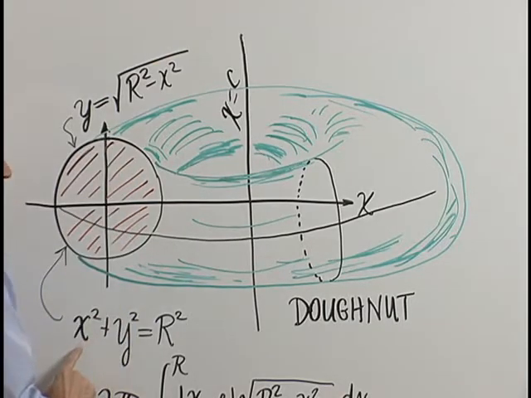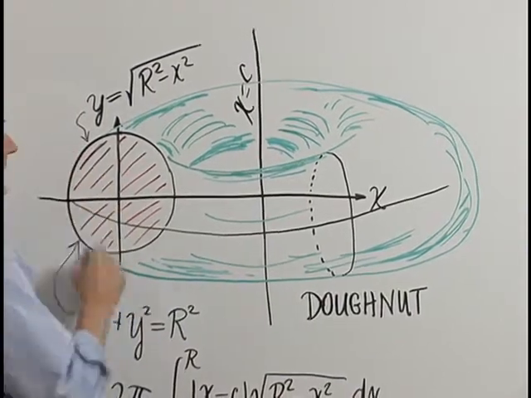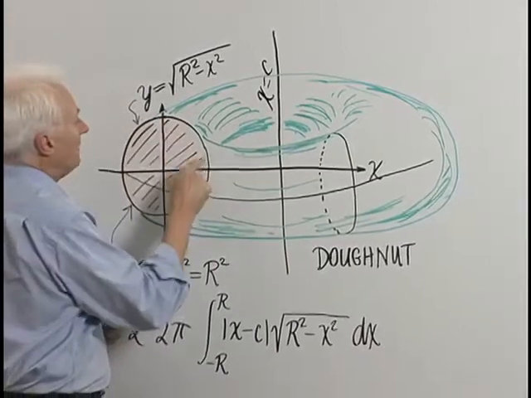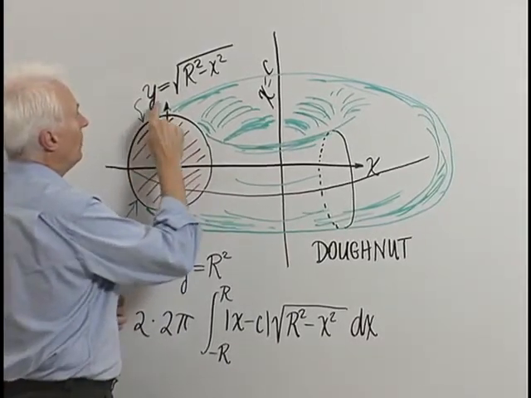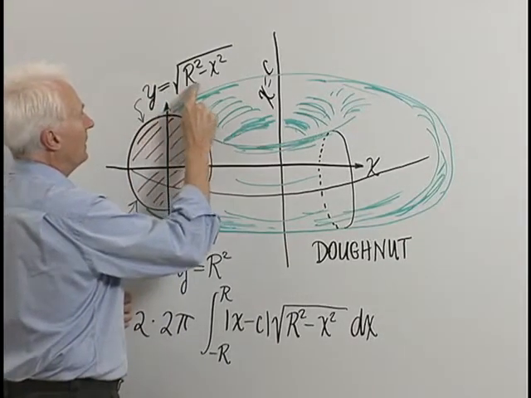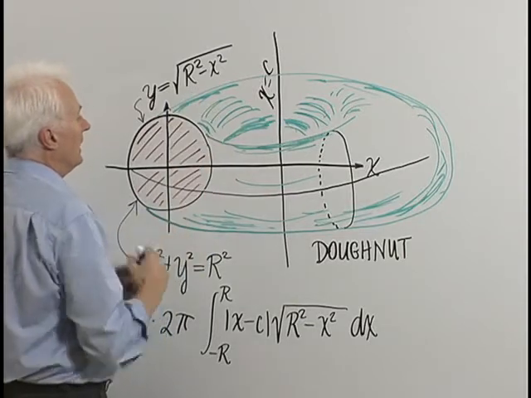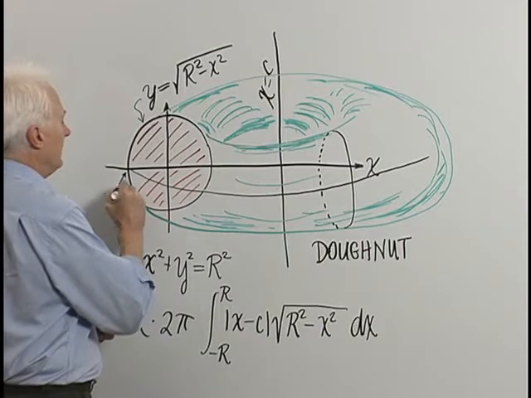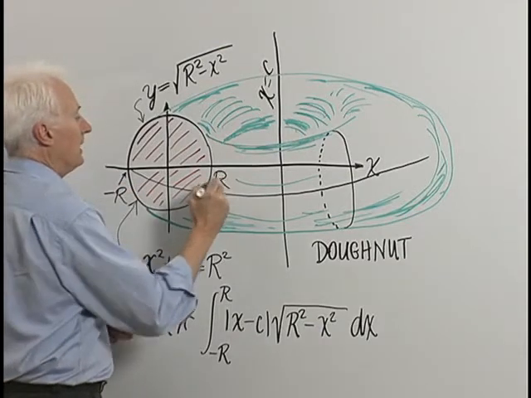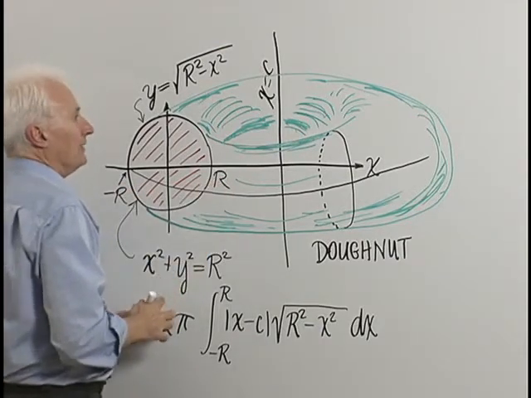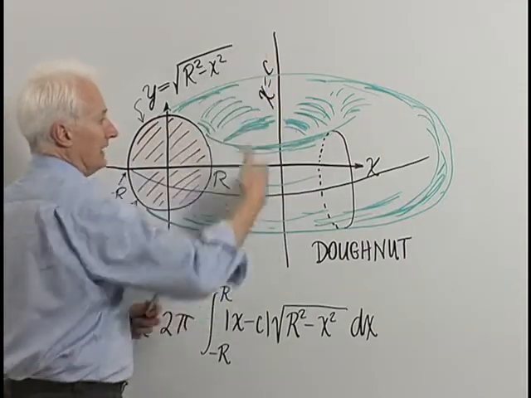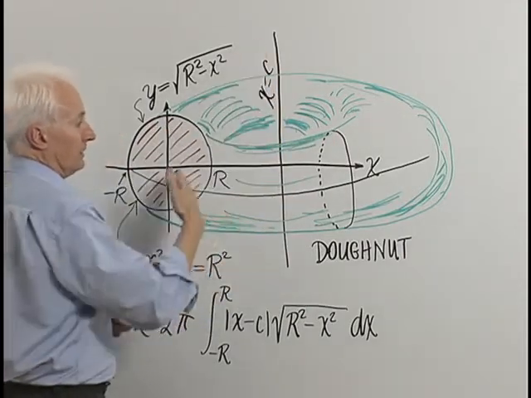So its equation is x squared plus y squared equal capital R squared, where R is the radius of this disk. And so consequently, the upper half semicircle has equation y equals square root of capital R squared minus x squared. And of course, the range of values here is simply from negative capital R to positive capital R. And so we're revolving this around the vertical axis at x equals c, where c is to the right.